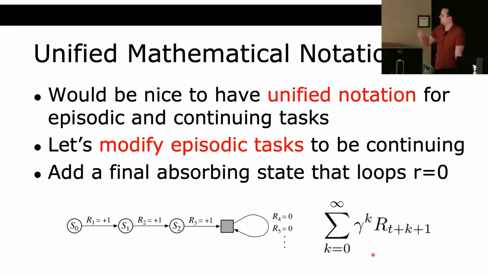And so what this means is, by modifying episodic tasks in that way, we can just use this one nice unified formula, and we don't have to have some things going to infinity, some things not going to infinity. So this will apply to episodic tasks as well, if we want them to.